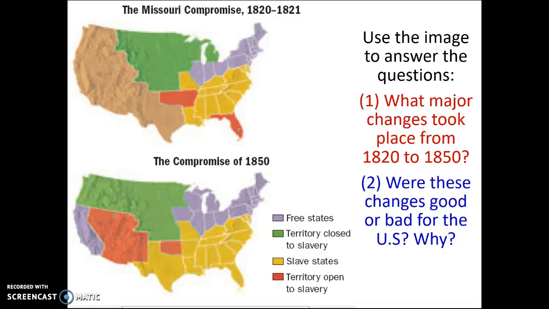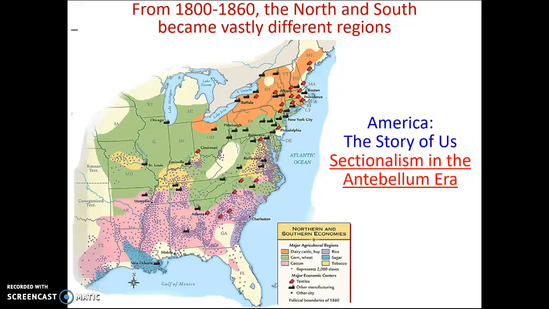And it really could be both. So think about reasons why they could be good and why they could be bad as well, because these things aren't just constant bad things. There's good reasons that these are happening as well. So from 1800 to 1860, the North and South became vastly different regions.